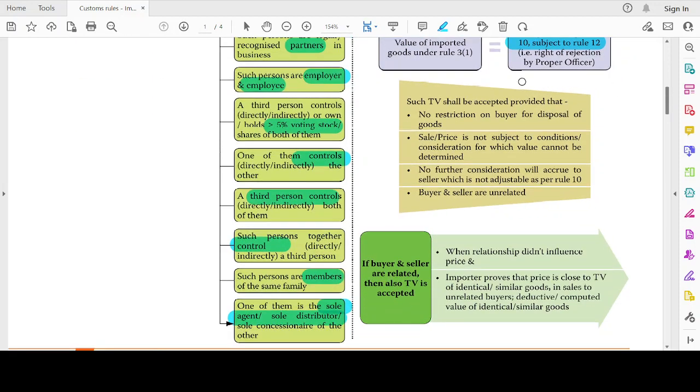Such transaction value shall be accepted. When a transaction value shall be accepted, it will be accepted only when there is no restriction on the buyer for disposal of the goods. There is no restriction on the buyer to dispose the goods.